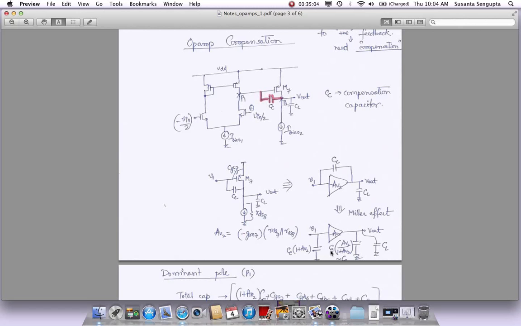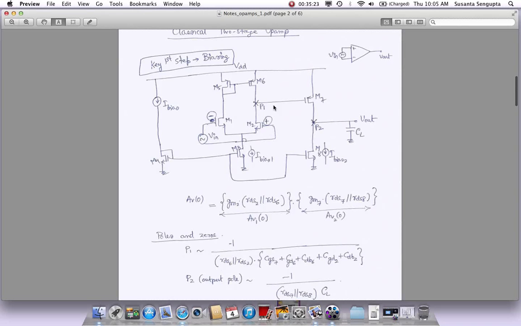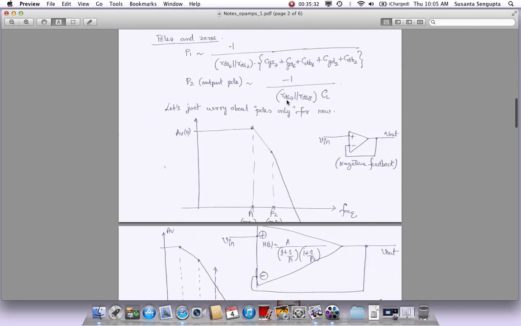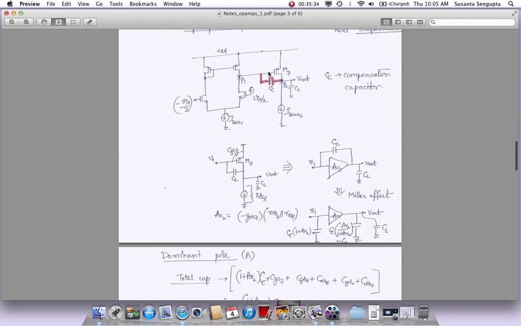So with this simplification, I'm going to take this Cc and break it down at the input, which becomes 1 plus AV2 times Cc, and then try to calculate the dominant pole. Because remember, this pole was primarily caused by this CGS. As we saw in the previous equation, this is the RDS, the parallel combination of RDS6 and 7, and with all the caps, the dominant one was basically CGS7. Now guess what the dominant cap becomes?